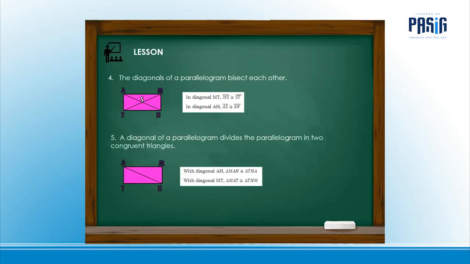And lastly, a diagonal of a parallelogram divides the parallelogram into two congruent triangles. In the given figure, diagonal AH forms two congruent triangles. With diagonal AH, triangle MAH is congruent to triangle THA. With diagonal MT, triangle MAT is congruent to triangle THM.